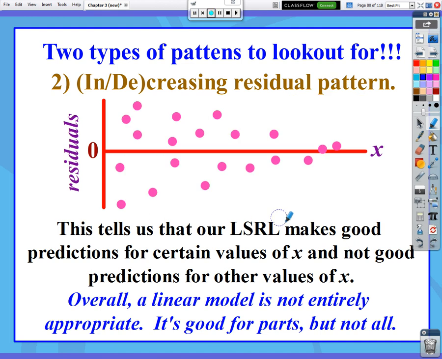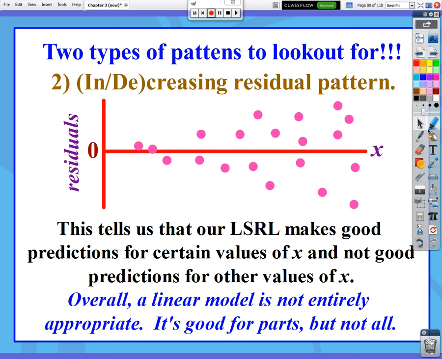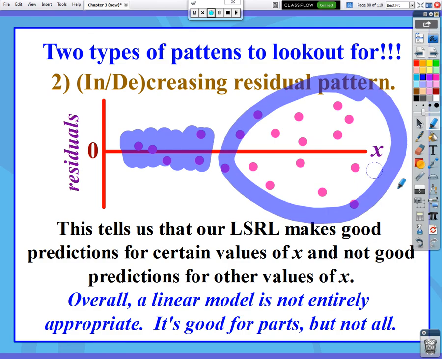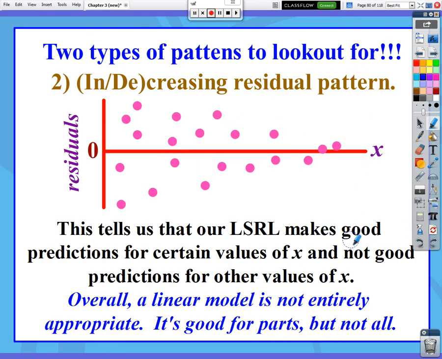Now, this tells us that our LSRL makes good predictions for only certain values of x. So again, maybe for larger values of x, our residuals are closer to 0. Or if you had the other way around, let me flip it again, then for smaller values of x, we may make some decent predictions, but for larger values, it starts to become unpredictable. So overall, a linear model is not entirely appropriate. If you were asked, is a linear model appropriate in general, you would want to say no. But in the back of your mind, you need to know it's really okay for parts, but not the whole thing.